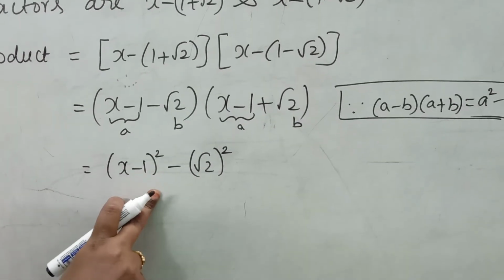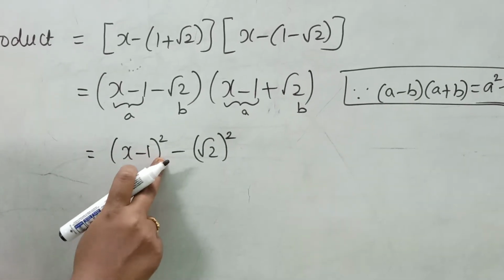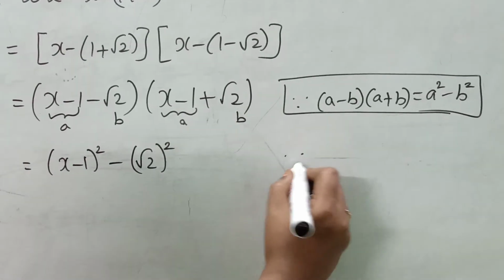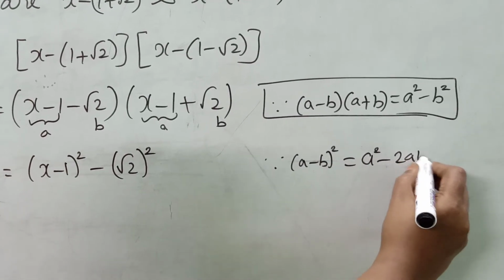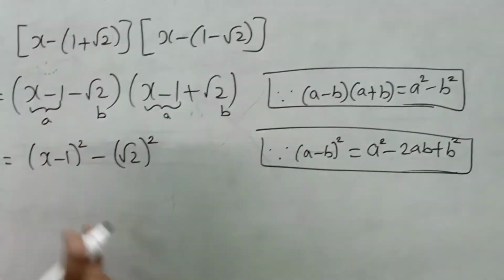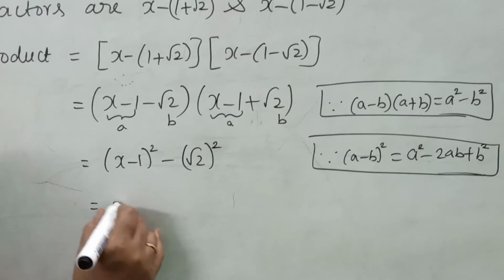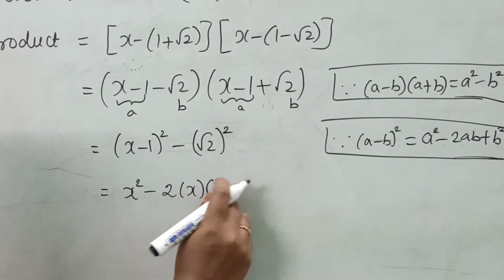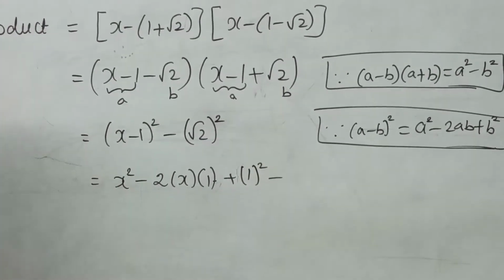How to expand x minus 1 whole square? Using the algebraic identity a minus b whole square, we can easily expand this. What is the a minus b whole square formula? That is a square minus 2ab plus b square. We are going to apply this identity here. In our sum, a is x and b equal to 1. A square is x square, minus 2ab, plus b square, and b square is 1 square. Root 2 square is 2.